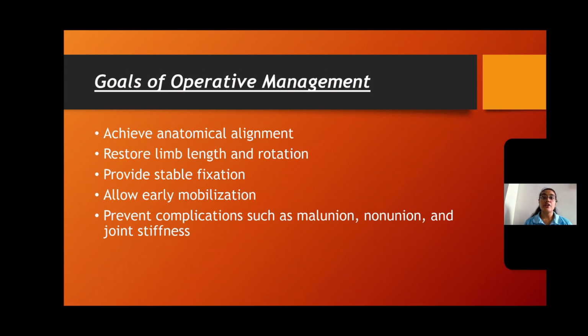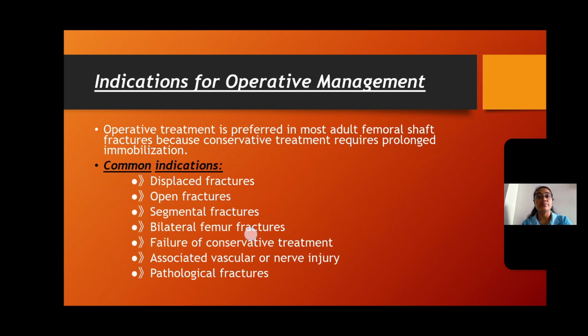Our goals of operative management. The goals of operative management are to achieve anatomical alignment and restore limb length and rotation. Some patients have one leg longer and the other shorter. With the help of operative management, we restore the limb length, provide stable fixation, allow early mobilization, and prevent complications such as malunion, non-union, and joint stiffness.